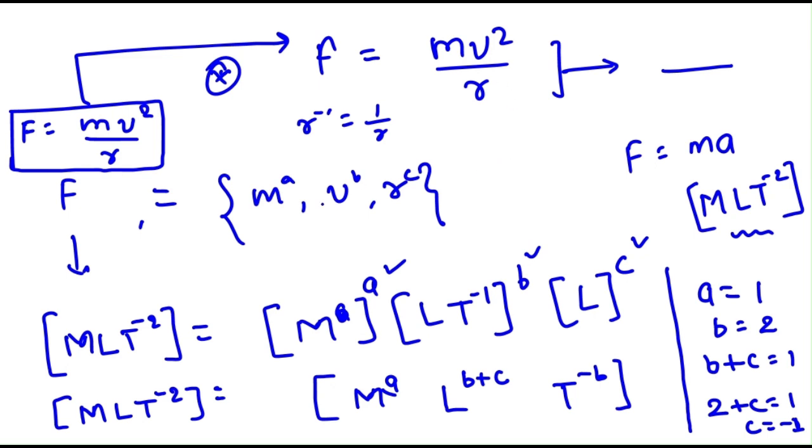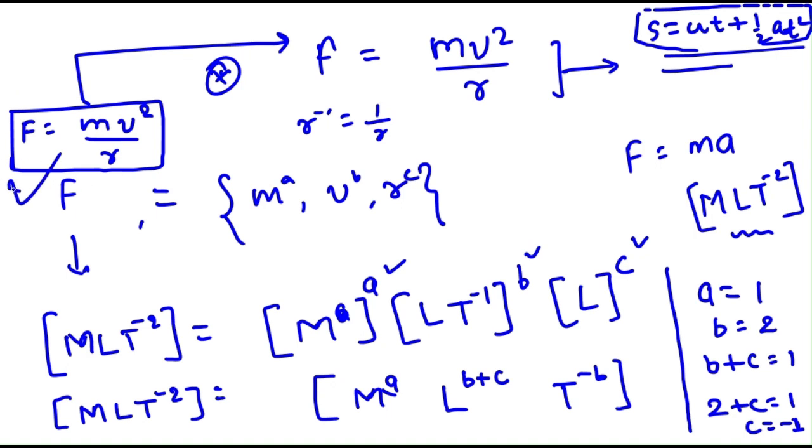But can you obtain in the same way a composite formula like s equals ut plus half at square? This way, I don't think we are going to obtain this formula with the help of dimensional analysis. So you can say this is a limitation: if there is more than one term, we cannot obtain all those terms with the help of dimensional formula. But for simple things, we can obtain this.